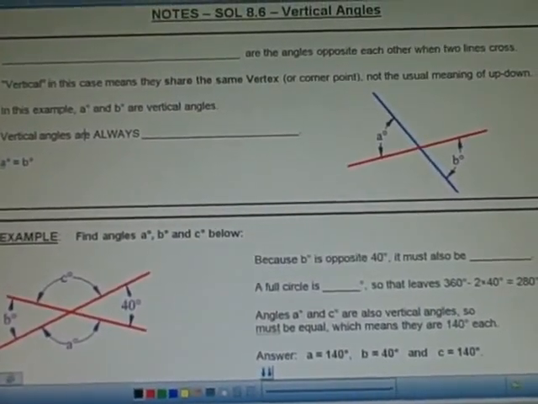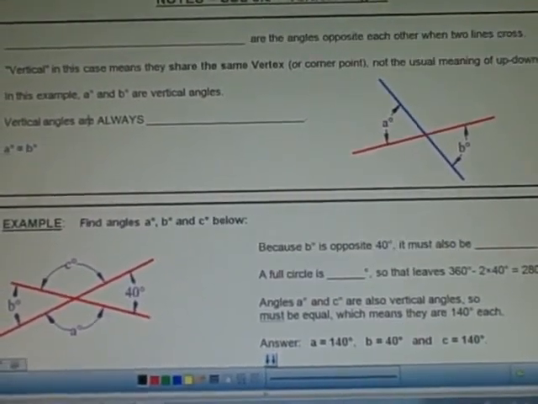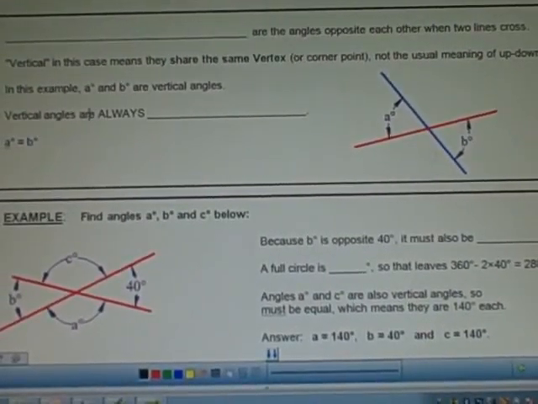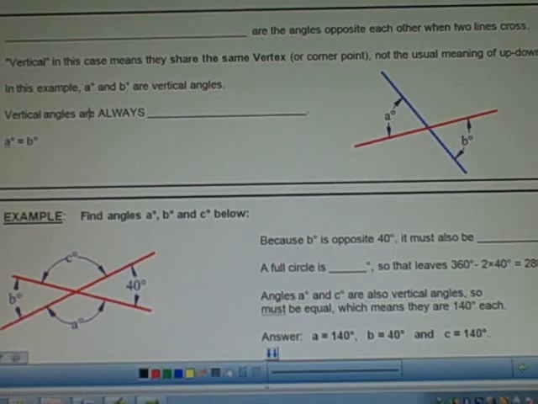So today we're going to be learning about vertical and adjacent angles. So to begin with, vertical angles. Now usually we think of vertical as being up and down, but in this case we're talking about vertical angles, vertical meaning that they share the same vertex.